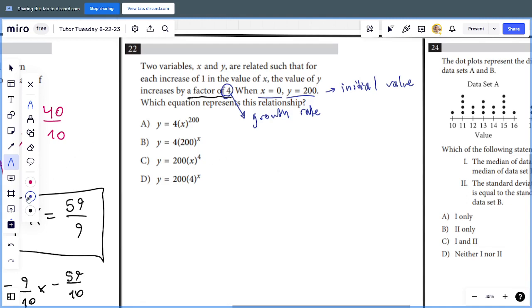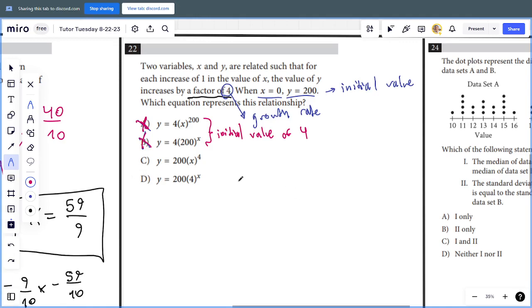So already I can rule out A and B because those have an initial value of 4. These two will not be good. You could see that if I plugged in x equal to 0, then I'm just going to get an initial value of 4. That doesn't match up with what they told us in the question.